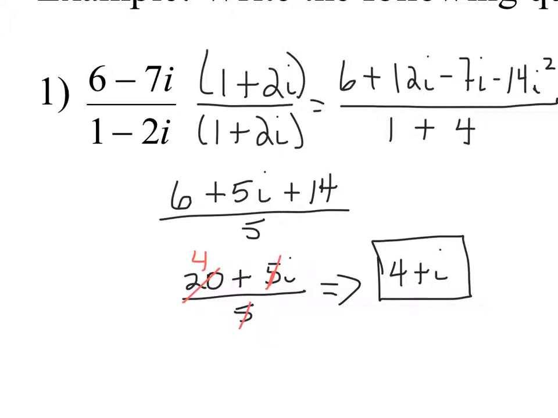All over 5. Now you see I've drawn these red lines through here. This means that I have reduced this because each one of these numbers is divisible by 5. So I'm able to reduce this fraction. So 5 goes into 5 once, 5 goes into 5 once, 5 goes into 20 4 times. So what I'm left with after I reduce this down is 4 plus i. And this right here is my final answer.